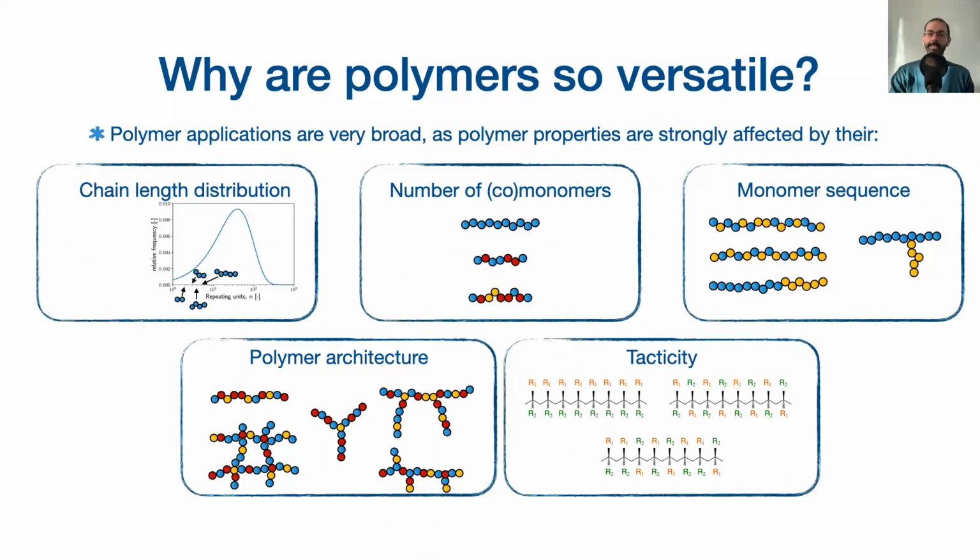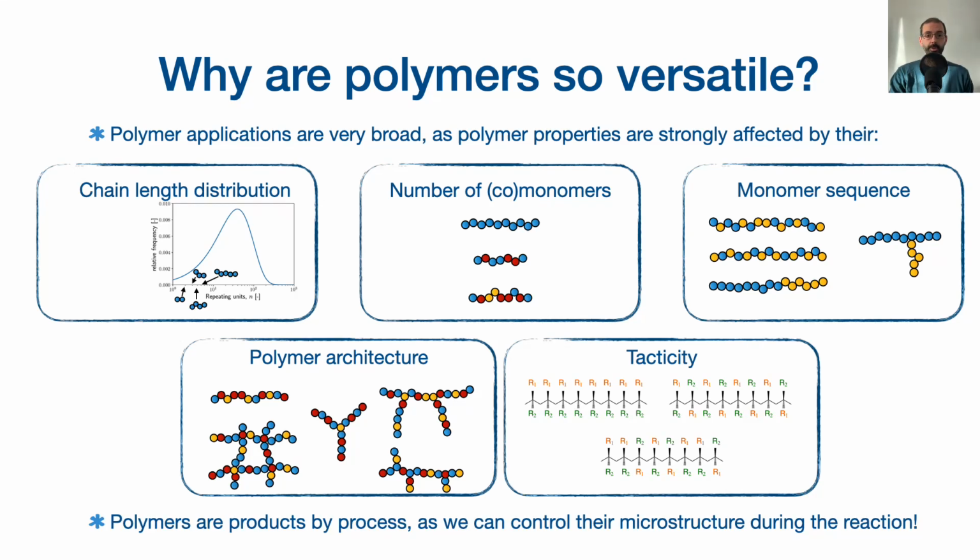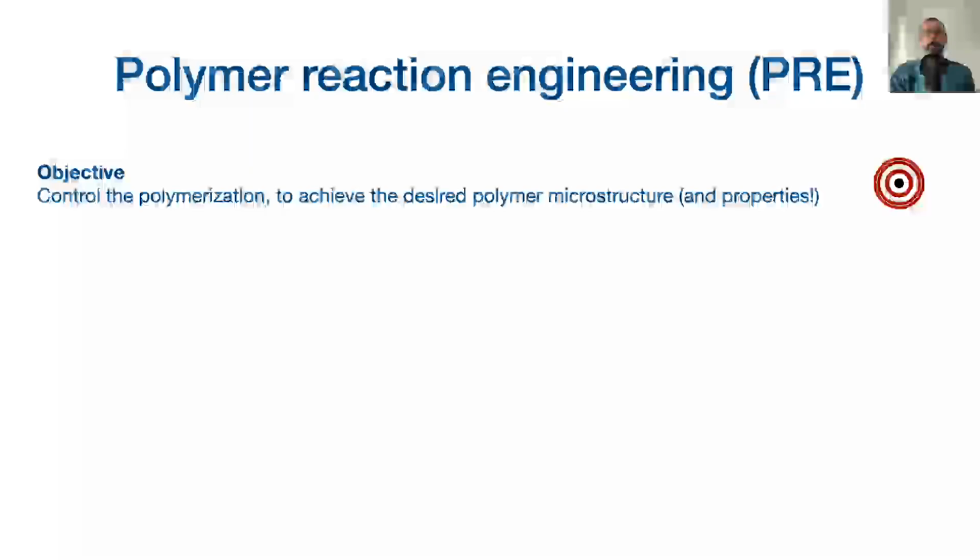Now, what is the best thing about all of this? We can influence all of the above features, which are also called the microstructure of the polymer, during the reaction. Actually, for this reason, polymers are called products by process. So, in other words, if you want, polymer properties are determined during the reaction, and we try our best to steer the reaction in the desired direction. And if you will, this is what polymer reaction engineering is all about. We want to control the polymerization to achieve the desired polymer microstructure and properties.